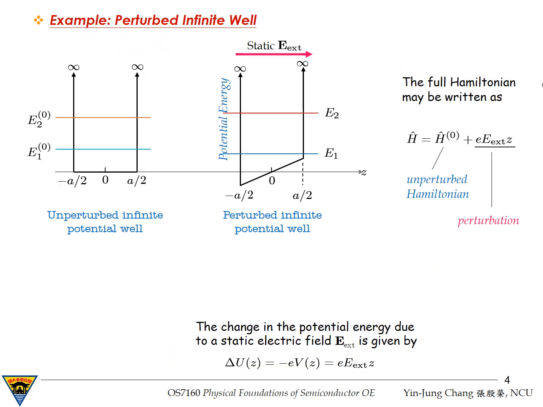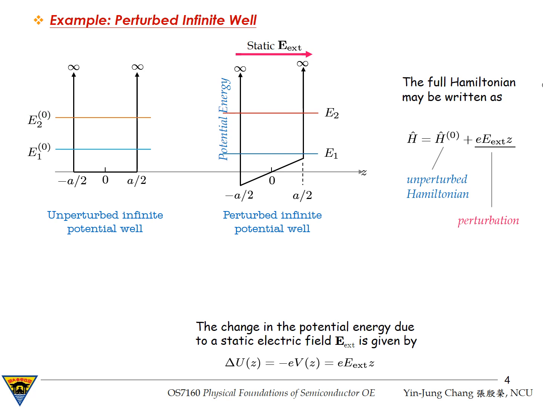To help you better understand how we go from an unperturbed problem to a perturbed one, here is a useful example: an infinite potential well in the presence of an externally applied static electric field. On the left, we have the unperturbed infinite well, centered symmetrically from z equals minus a over 2 to z equals a over 2. Inside the well, the potential is flat, and outside the well, the potential is infinite. This is a standard exactly solvable problem. Its energy levels are E1 naught, E2 naught, and so on.